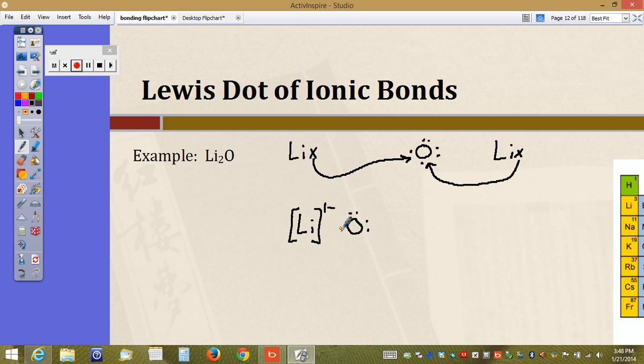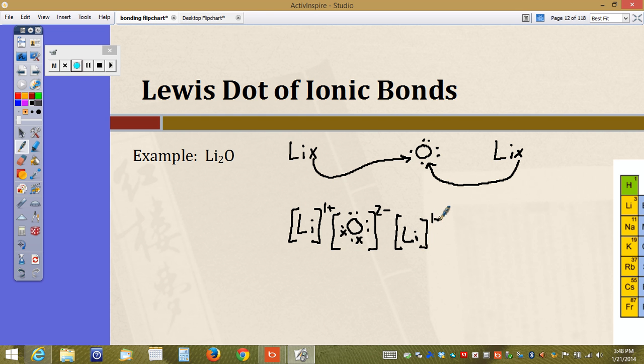When we do, oxygen now is going to have his original 6 electrons plus the 2 that he gained from the 2 different lithium atoms, giving him a 2 minus charge. Oops, it's a minus. And the lithium has lost his 1, so he is a +1 charge.